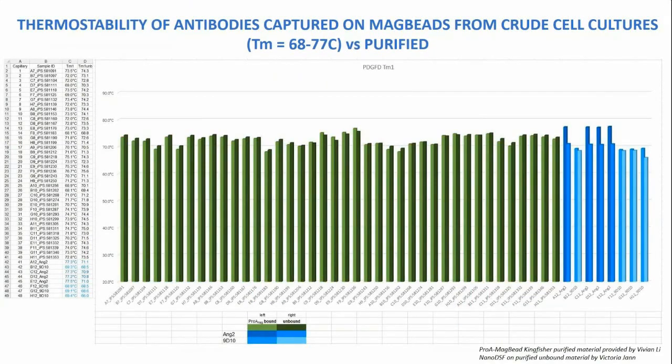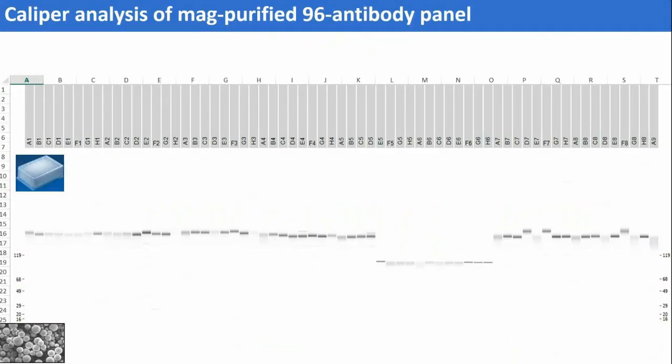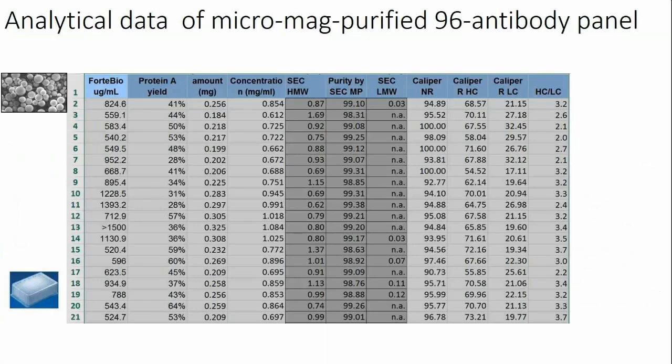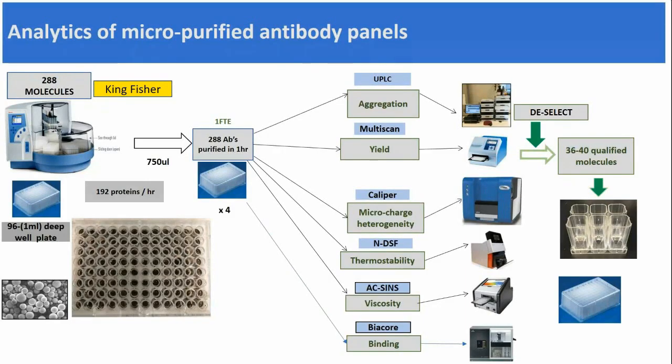These are the results of the molecules after being purified on the Kingfisher, and they were done side by side with the standard. These molecules were done on the Thermo Fisher, and then we had another system which we used to purify the same protein using column purification methods. These are the results showing the caliper analysis of the molecules purified from the Kingfisher. Overall, the quality was very good. The exclusion data, you can see, was around 98%, and the caliper showed very much single bands.